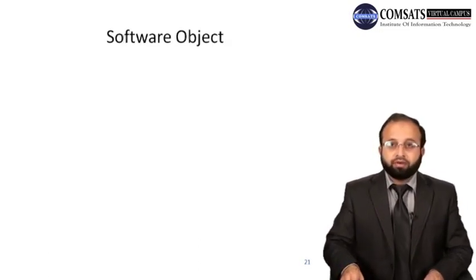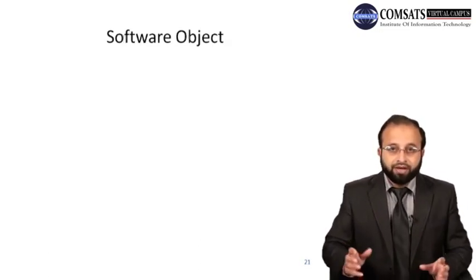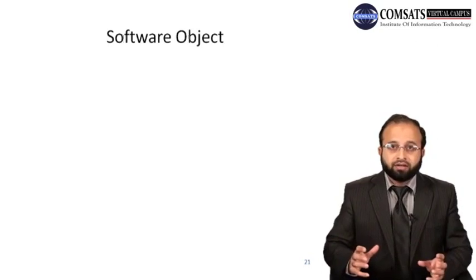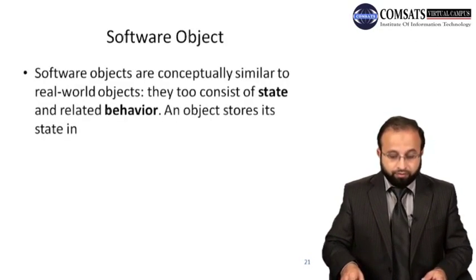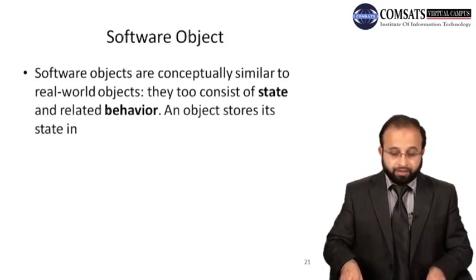Now let's see what is a software object. How can we formulate that real world object into a software object? Software objects are conceptually similar to real world objects. They too consist of state and related behavior. An object stores its state in fields.